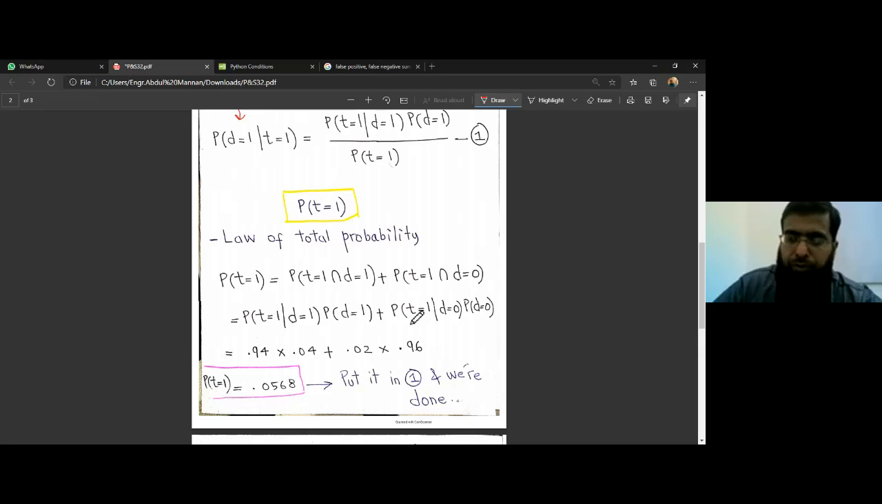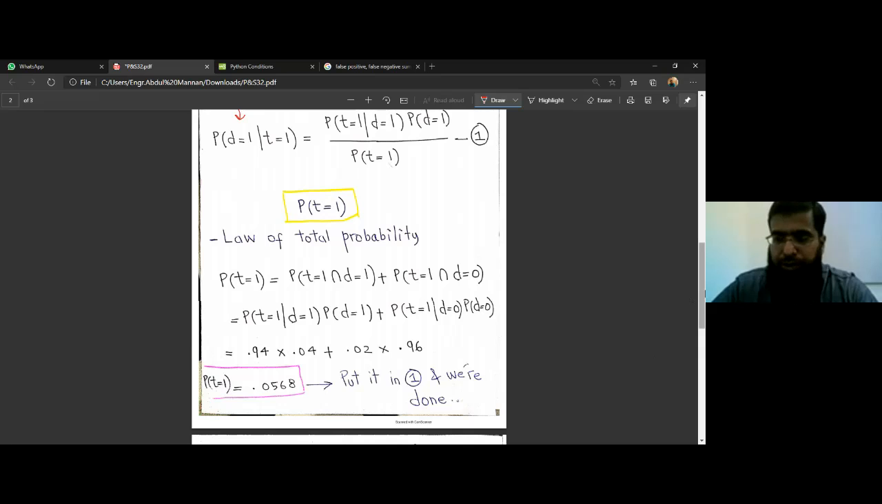Fortunately, we know all these values from the list given on the last slide. T is equal to 1 given D is equal to 1 is given to be 0.94, D is equal to 1 is 0.04, and these two terms are also given. So we come up with the probability of T is equal to 1 equal to 0.0568.